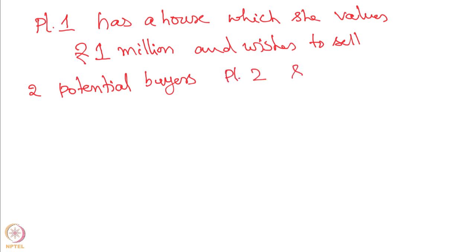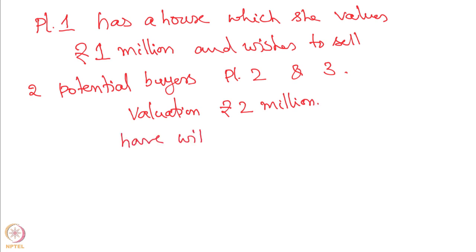Player 2 and 3. Okay. So, we have a valuation of rupees 2 million, and also they have $2 million each. So they value this at rupees 2 million and also they have 2 million each.